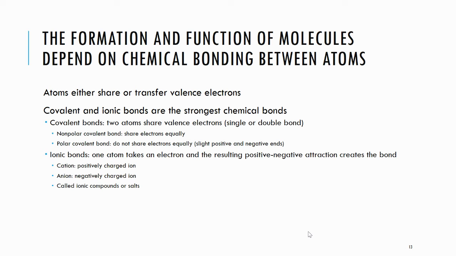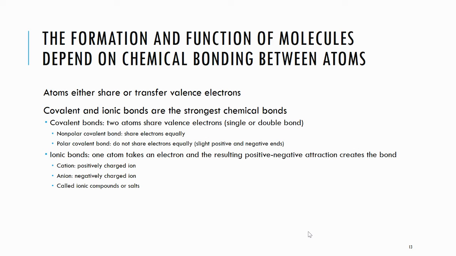For chemical bonding, atoms will either share or transfer their valence electrons, meaning covalent and ionic bonds. Those are the strongest chemical bonds, and we'll talk some about the weaker interactions in a minute. Covalent bonds happen when two atoms share their valence electrons, and it will either be a nonpolar covalent bond where electrons are shared equally, or a polar covalent bond where electrons are not shared equally. So we have slight positive and negative areas on the compound. An example of this would be water.